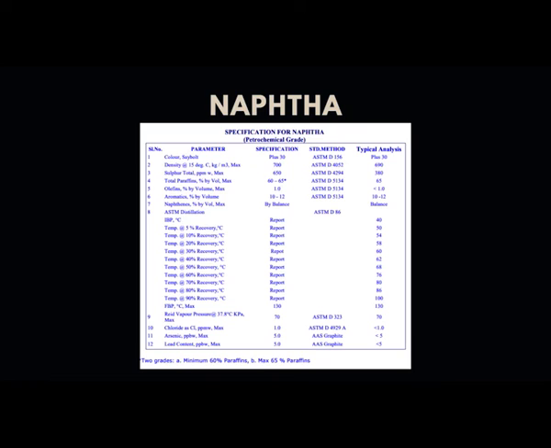Now let's see the specification of naphtha. The important specification is the ASTM distillation. This is a comprehensive test where the sample is taken and allowed to vaporize, and finally the condensed liquid is collected in a measuring jar. At different percentages of liquid collected, the temperature is noted down, and this is essential for the petrochemical industry to know the exact composition of naphtha. Here also the Reid vapor pressure is very important. Then of course there are other properties.